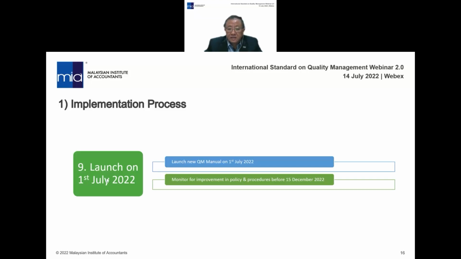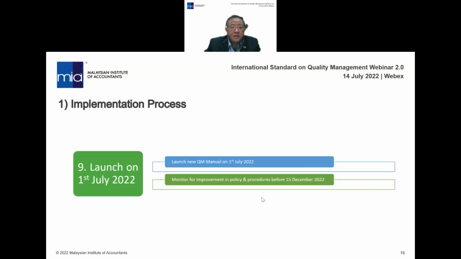So on 1st July we started implementing the whole document chain across the firm. Now we are in the process of implementation. We also have a deadline by September. Everybody must give feedback on any further improvement. Okay, so this is our process, 9 steps until today.